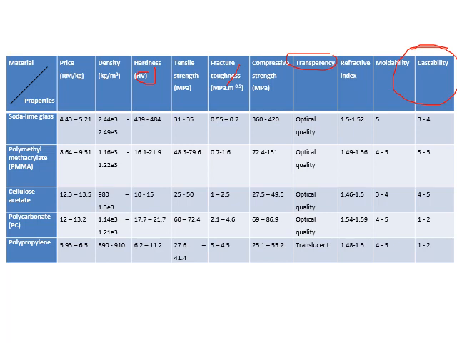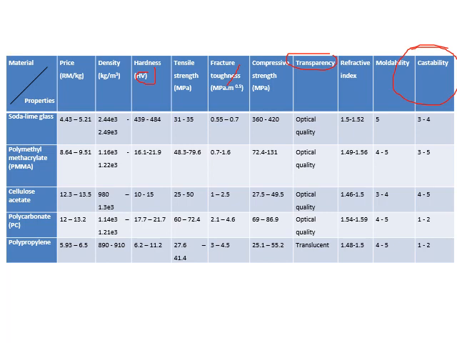So the first one is soda lime glass, which is the cheapest. It has the highest density, which is quite heavy. Hardness is very hard, above 400 HV, more than metal. Tensile strength is intermediate. Fracture toughness is quite low because this one is brittle. Compressive strength is above 360 megapascal.